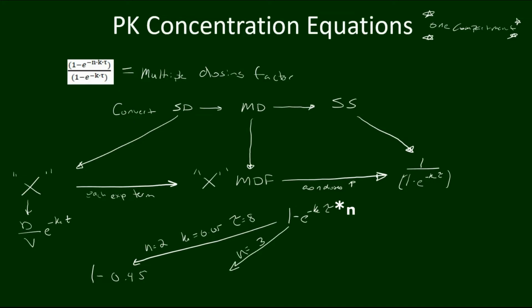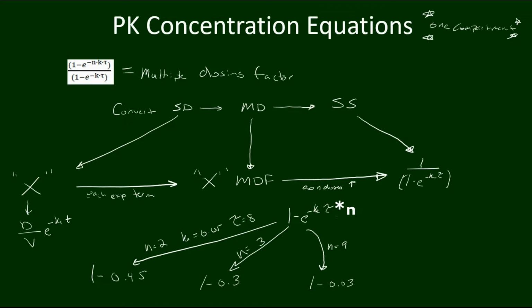So let's vary the dose again. This time let's do 3 doses, keeping the same elimination rate constant and dosing interval. As you can see, this is getting closer to 1 now. We've gone from 1 minus 0.45, so 0.55, to 1 minus 0.3, which is 0.7. Let's again increase the number of doses. Let's say we did 9 doses here. Now you can see that we're getting pretty close to a negligible decrease from 1. 1 minus 0.03, so 0.97.